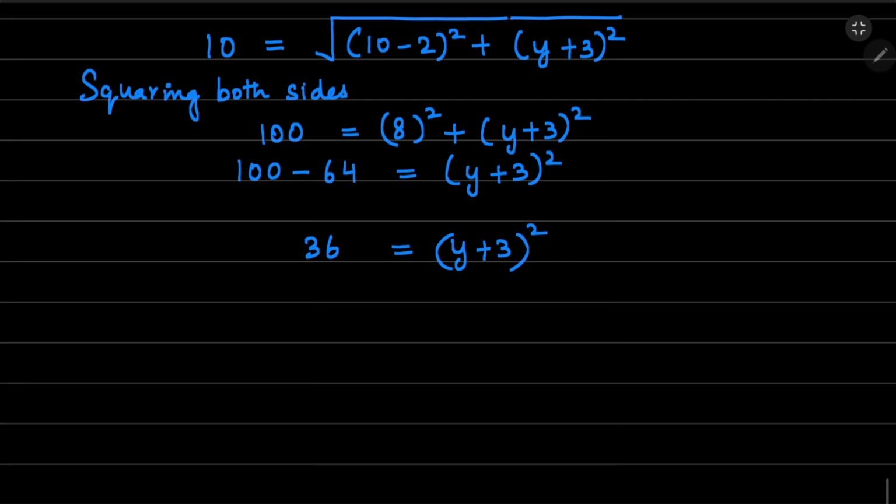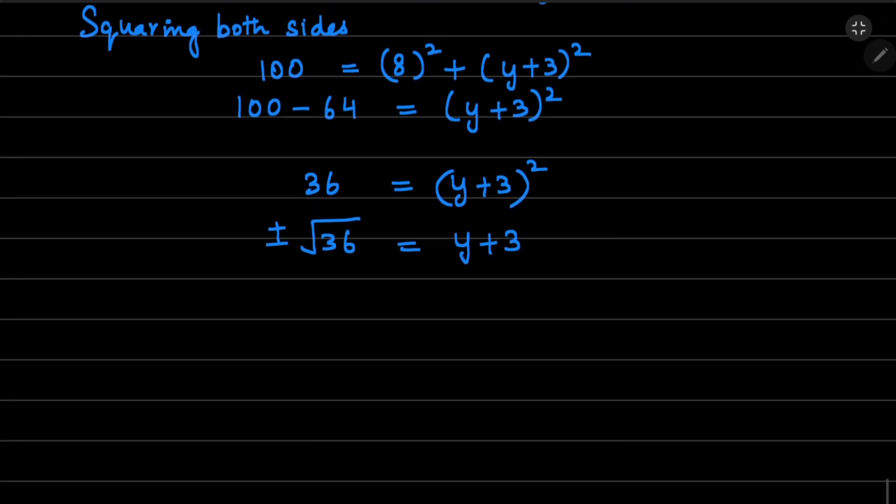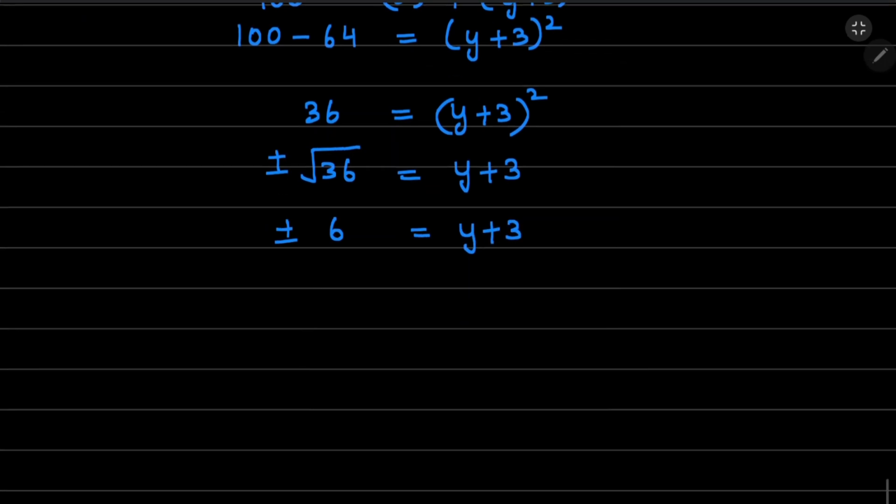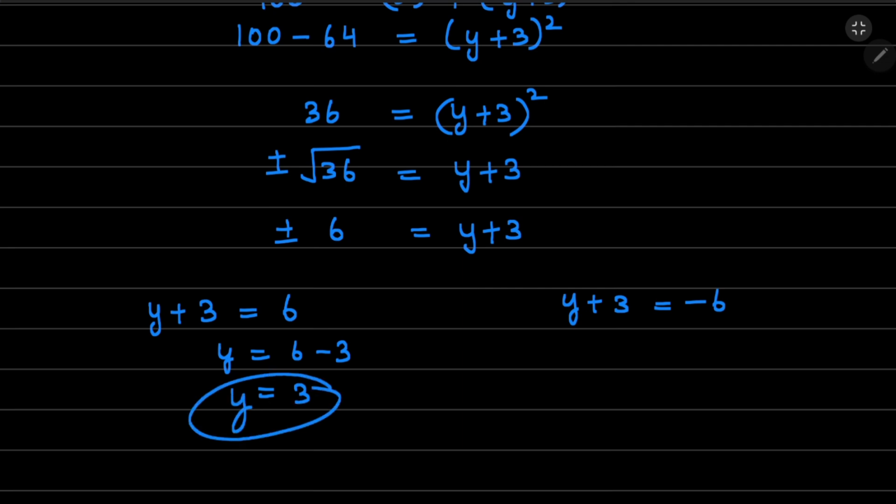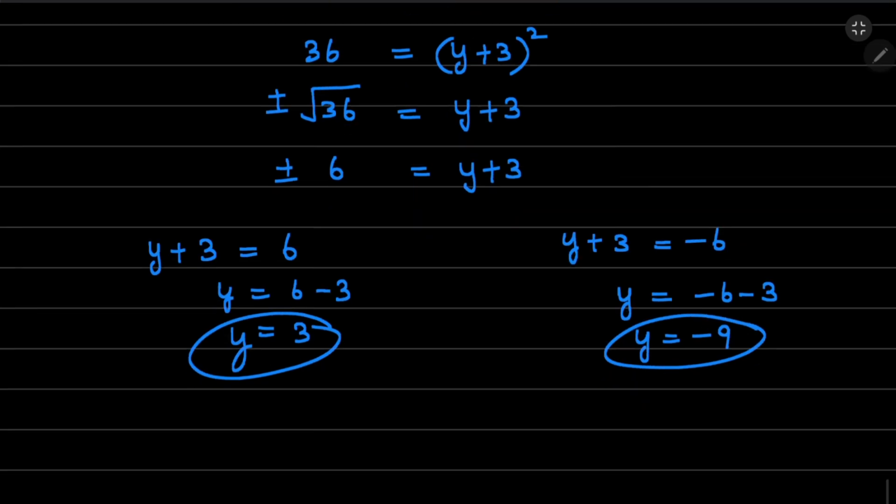Now you can take the square root on both the sides. So what do you get? Plus or minus root of 36 is equal to y plus 3. So plus or minus 6 is equal to y plus 3. So there are two possibilities. Either y plus 3 is equal to plus 6 or y plus 3 can be equal to minus 6. Either of the cases you can find out y. So y is equal to 6 minus 3, which is 3. This is one of the possible values of y. The other value of y is minus 6 minus 3, which is y equal to minus 9. This is the other value of y.